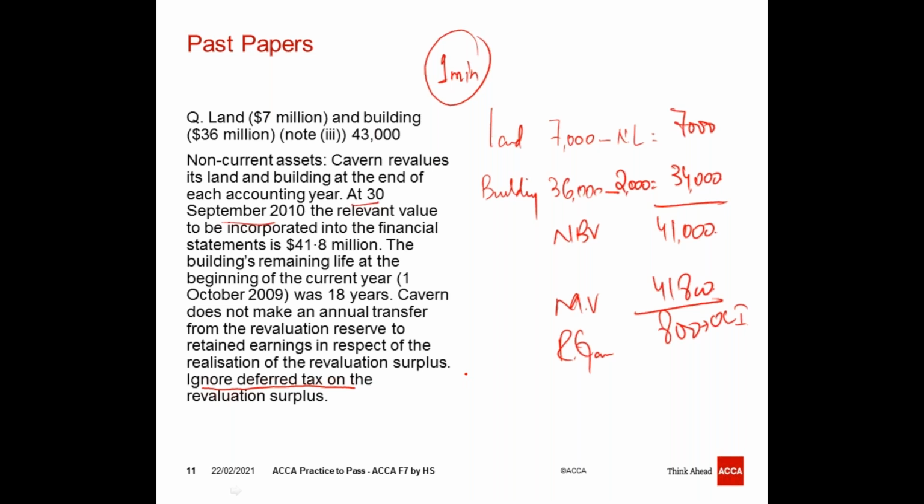And that's it. So in the income statement, the depreciation that we will charge will be 2,000. In the OCI, there will be a revaluation gain of 800. And on the face of the balance sheet, the asset will now be reported at 41,800. That's it. That's the point.